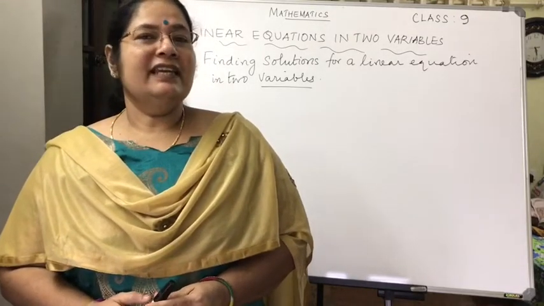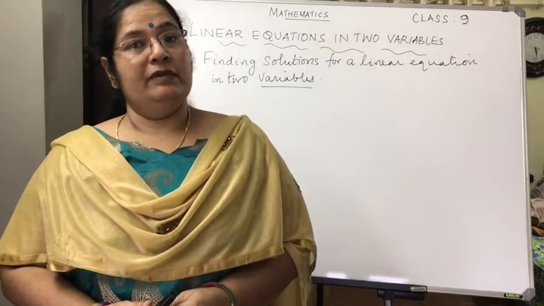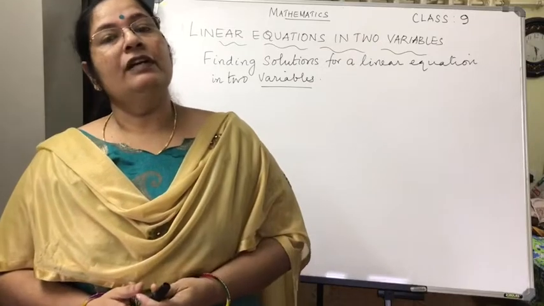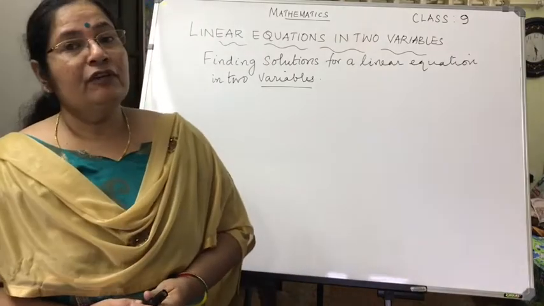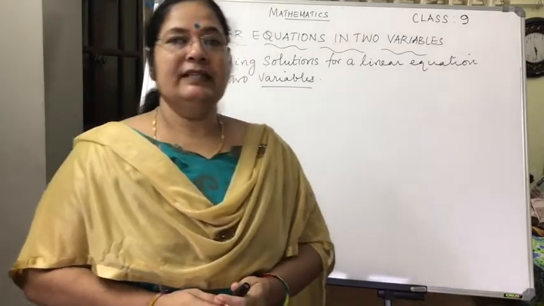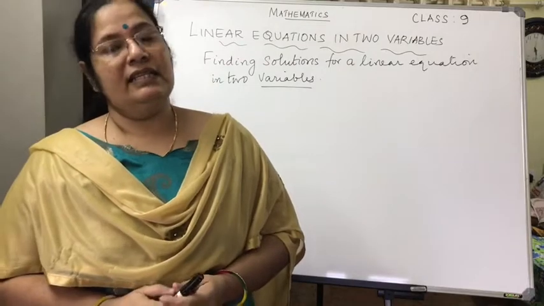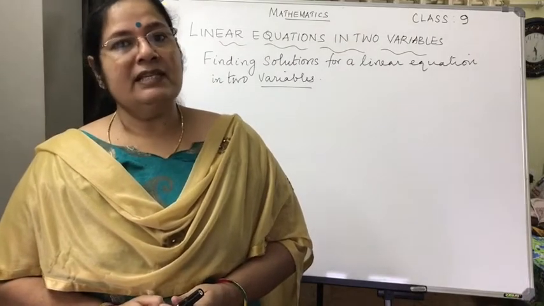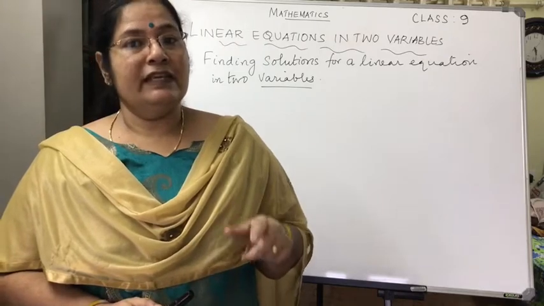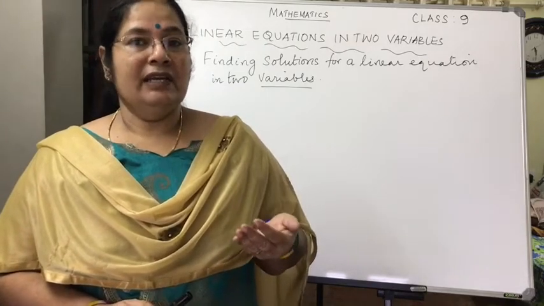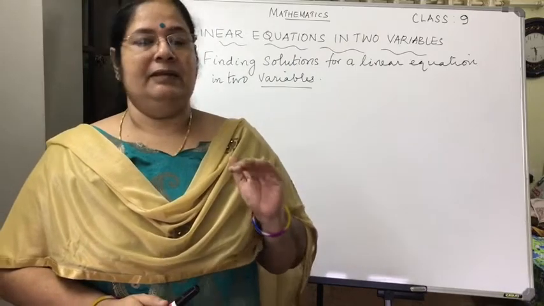Now last day we have seen about linear equations in two variables. We have just given an introduction of linear equations in two variables. What's a general form for a linear equation in two variables? It is ax plus by plus c equals 0, where a, b and c are real numbers and a and b are coefficients of x and y. One more condition, a and b not equal to 0. So the general form is ax plus by plus c.